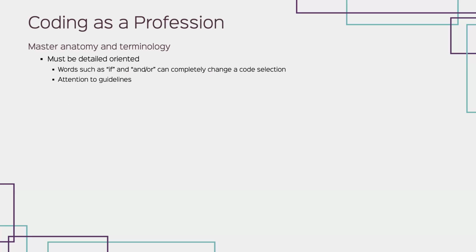So in addition to mastering your anatomy and medical terminology, your coders do have to be very detail oriented. Simple words such as if and or can completely change your code selections. So paying special attention to many guidelines when you are learning your coding is going to be necessary.